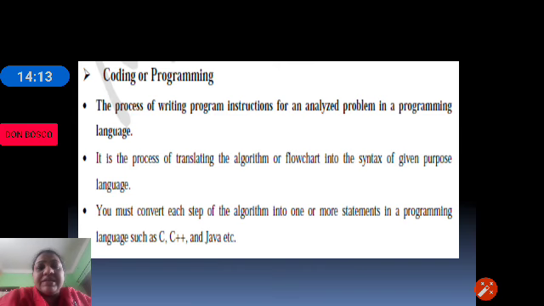After flowchart, the next problem solving technique is coding or programming. Let us see what is coding. Coding means writing the actual computer program using any computer language, and that program can be typed and executed in a computer system.